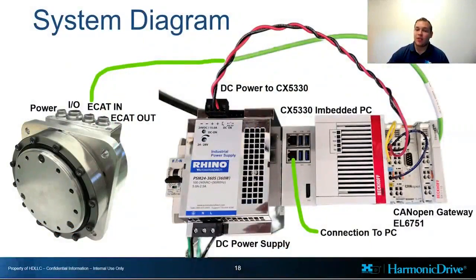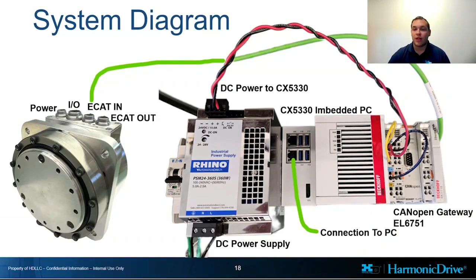So in our specific EtherCAT setup, we have an LPA20, a DC power supply, a CX5330 embedded PC, an EL6751 CANopen gateway, and an EK1100 EtherCAT terminal. In this setup, we have an Ethernet cable plugged from our PC to our embedded PC. And we also have an EtherCAT cable going from our EK1100 to the EtherCAT port of our LPA20.